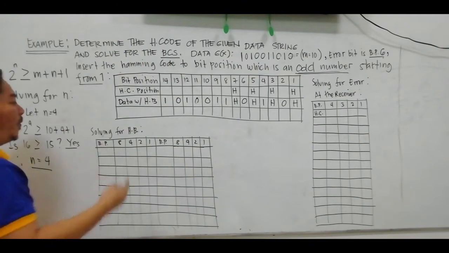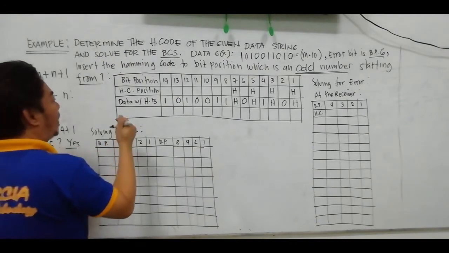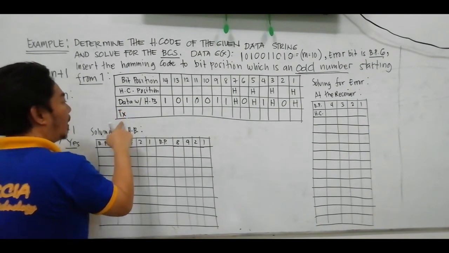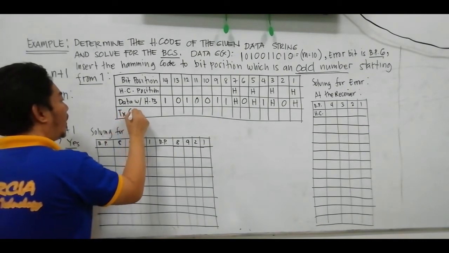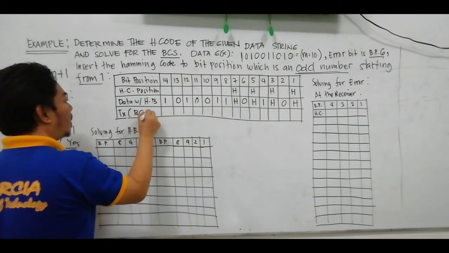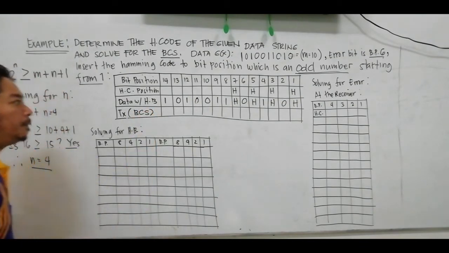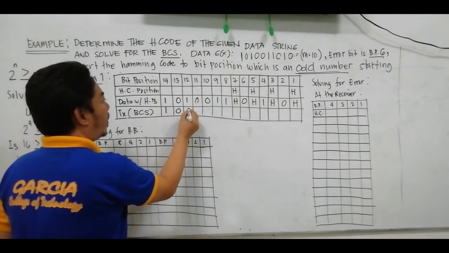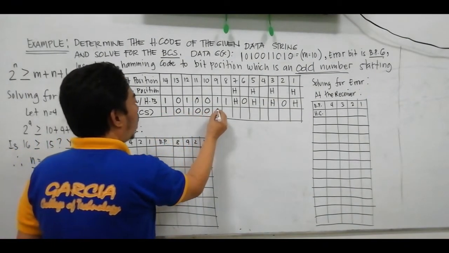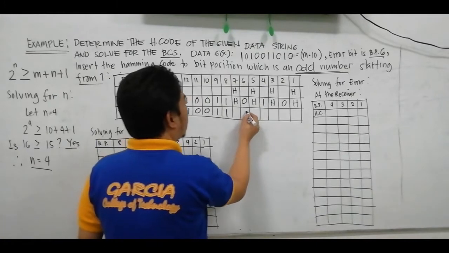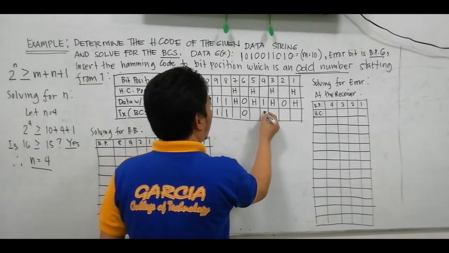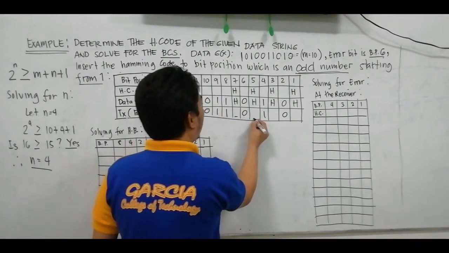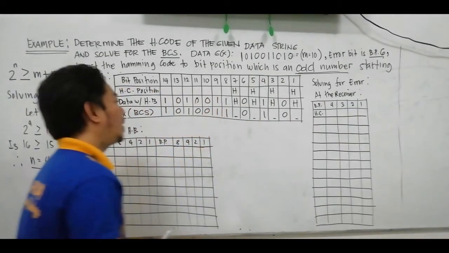So let us now solve for our Hamming bits. This will be your transmitted block check sequence: 1, 0, 1, 0, 0, 1, 1, 0, 1, 0. So let's solve for the value of the Hamming bits.